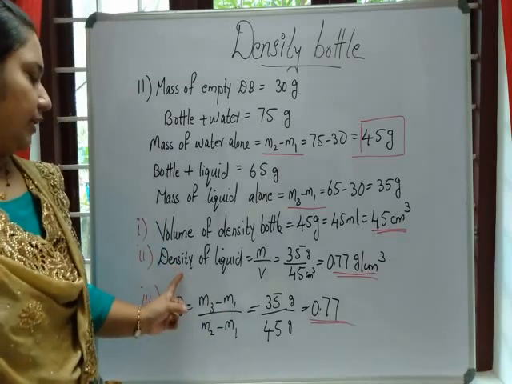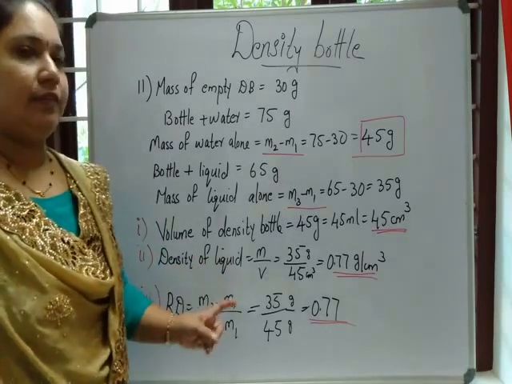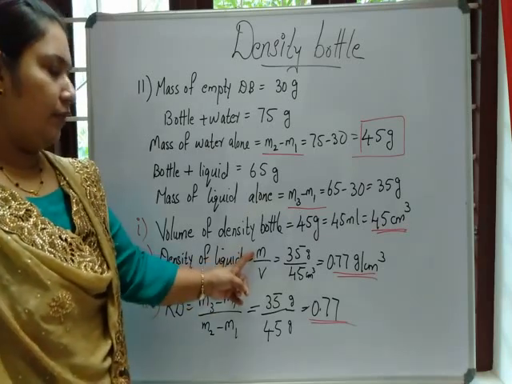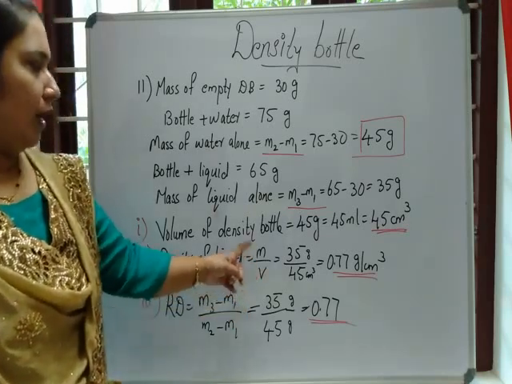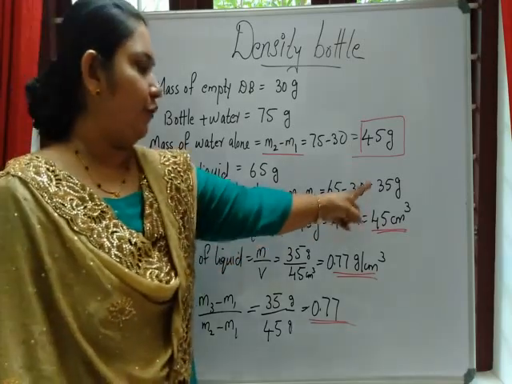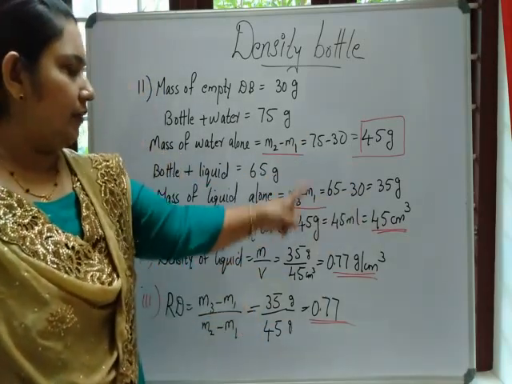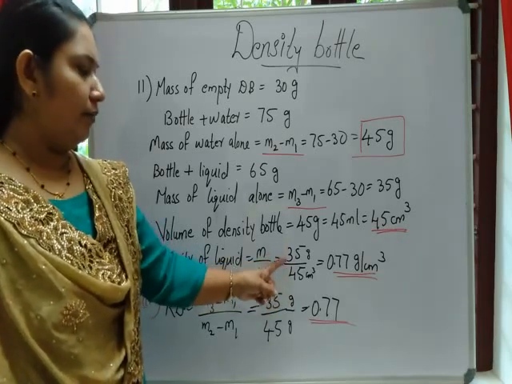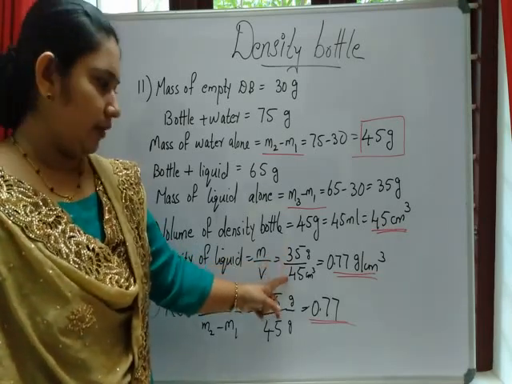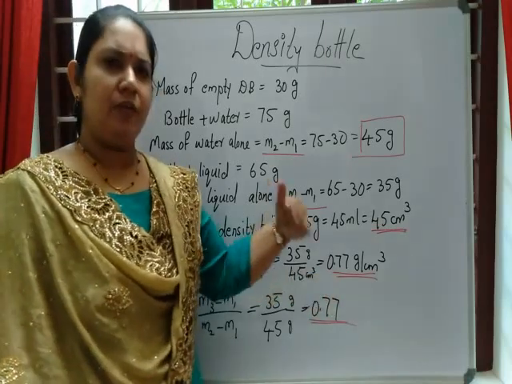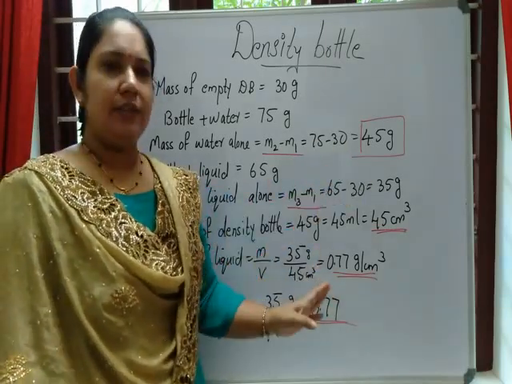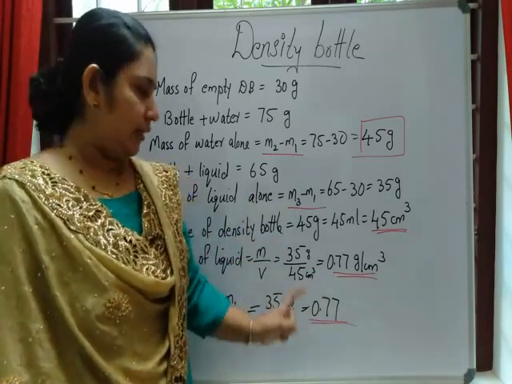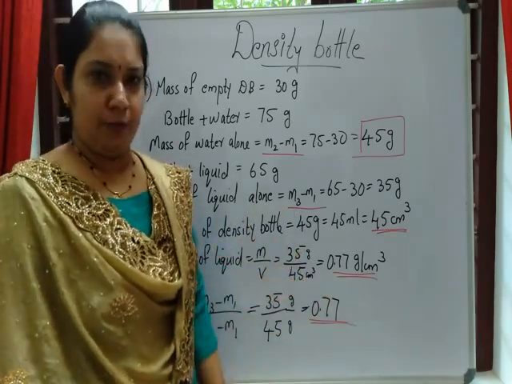Then the second sub question is to calculate the density of the given liquid. Density of the given liquid means mass of the given liquid by volume. Mass of the given liquid is 35 and volume we already calculated as 45 centimeter cube. So 35 gram by 45 centimeter cube. You will get 0.7777. You have to just take it to 2 decimals, or you can round it to 0.78 gram per centimeter cube.